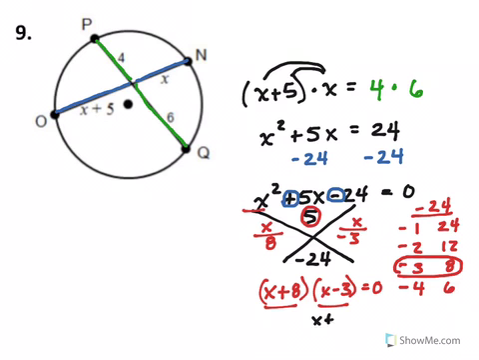X plus 8 equals 0. And solve x minus 3 equals 0, and solve. x could either be negative 8 or x could be positive 3. So in this case, we know that x represents a length. So it does not make sense that this line segment would have a length of negative 8. So this is not a viable solution. Therefore, x must equal 3.